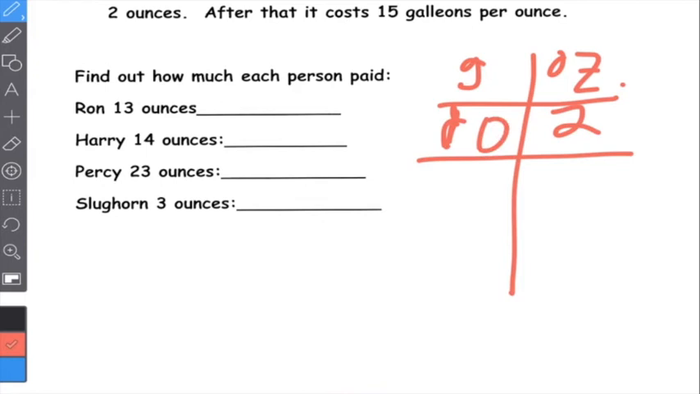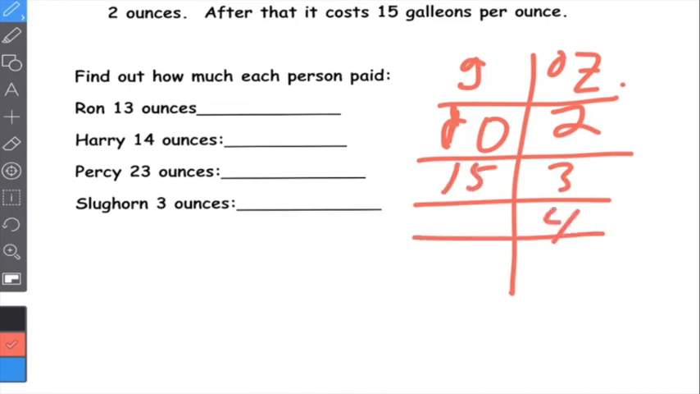Okay, so what that means is this. If it's 1 ounce, it's 10 galleons. If it's 2 ounces, it's 10 galleons. So after that, every ounce goes up 15. So we're going to have 15 more, and then 15 more, and so forth.